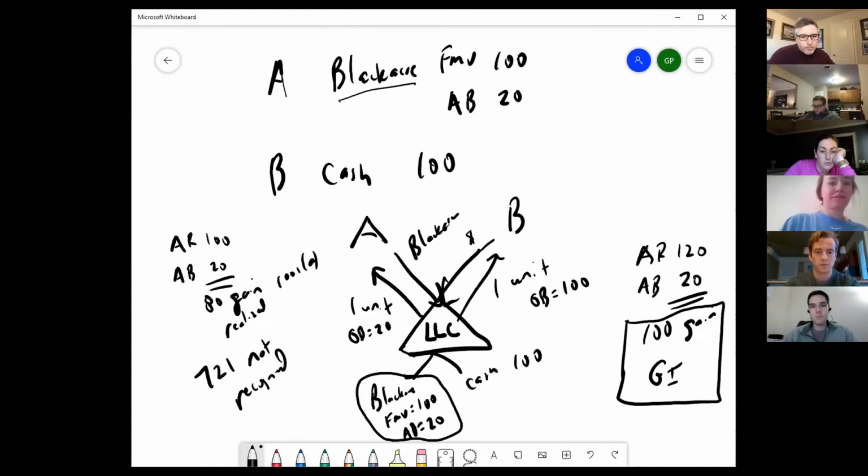Or B could be in a net operating loss position where B isn't really worrying about taxes. B is like Uber. Uber's got billions and billions of dollars of losses. It's going to take years and years for it to eat away. So Uber could become what they call an accommodation partner that's sort of just there to eat up the gain.